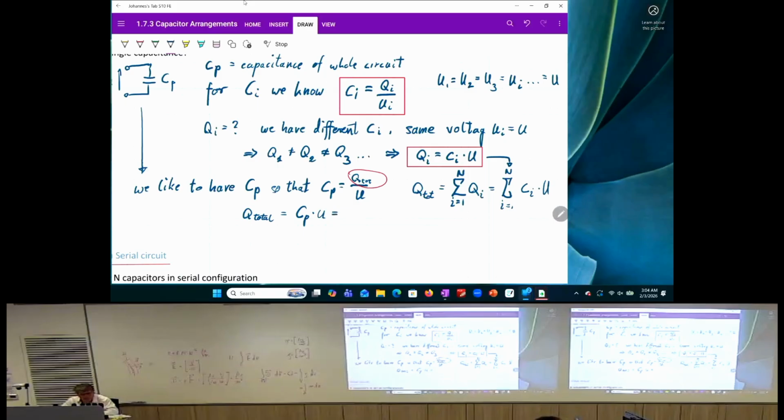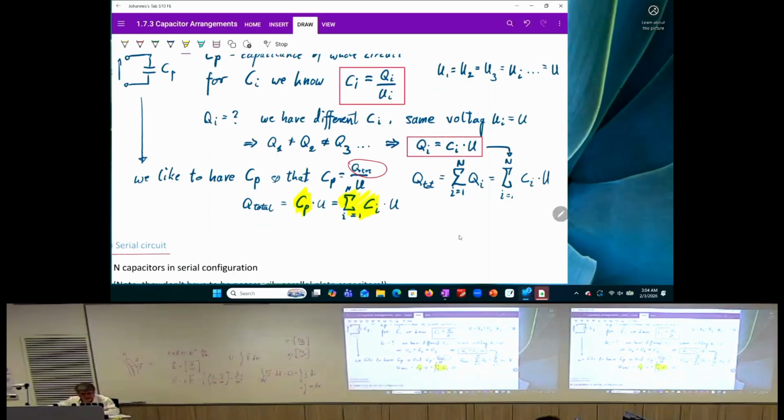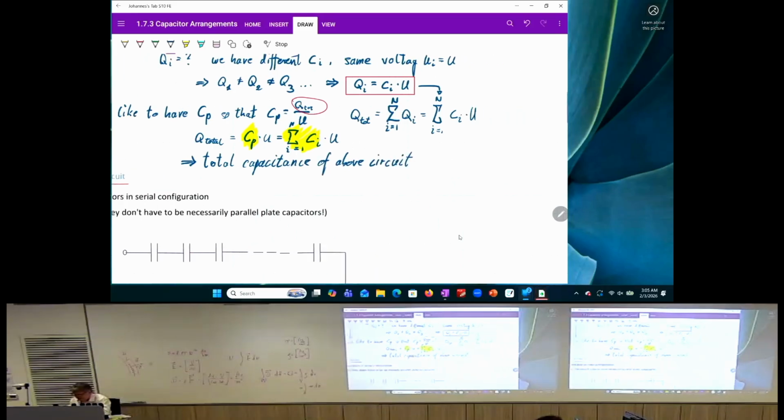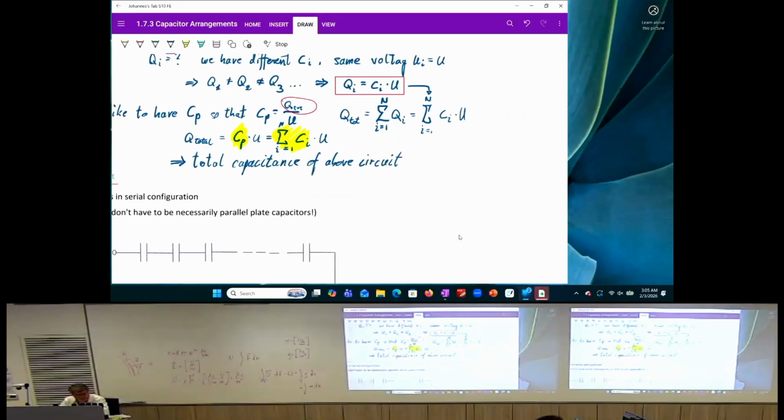And this Q total is also, as we see in the line above, the summation of I running from 1 to n over C sub I times U. See that from here. So now you just compare these two sides, the left hand and the right hand side, and you can conclude what the new total capacitance should be. The total capacitance of the above circuit, you see that here from what I marked with yellow, the Cp is equivalent of taking the sum of the individual capacitances.